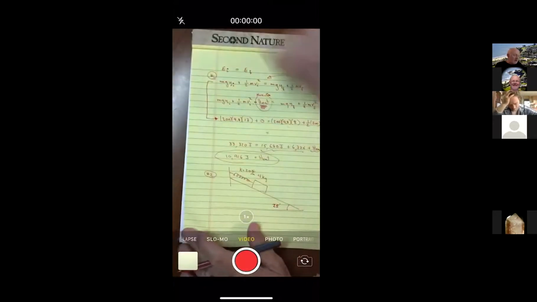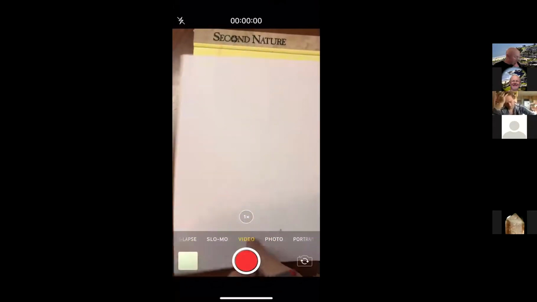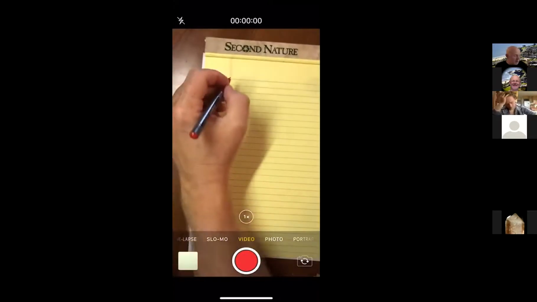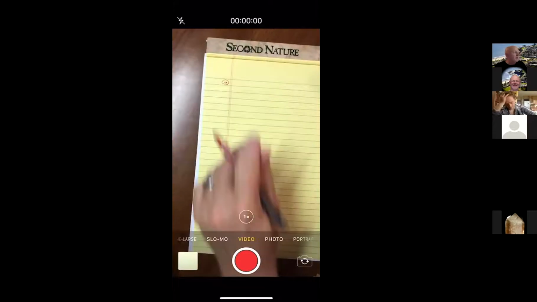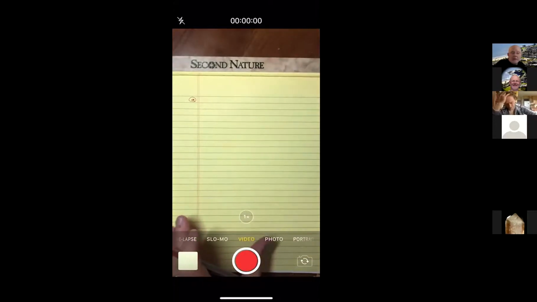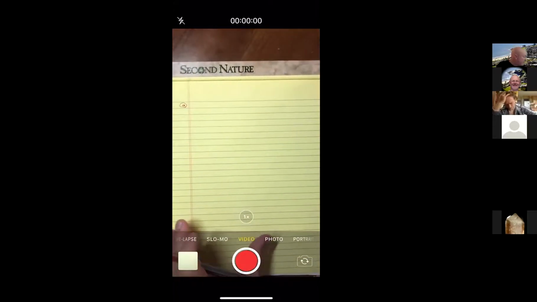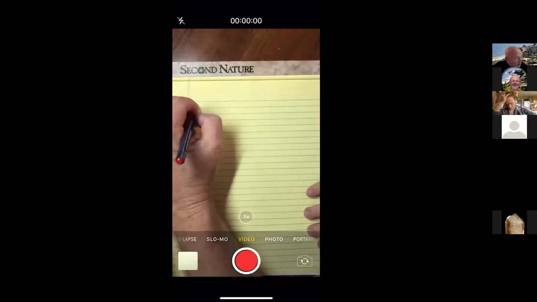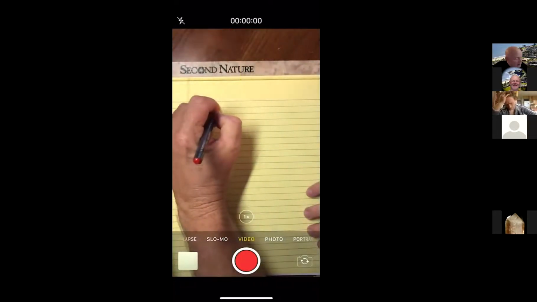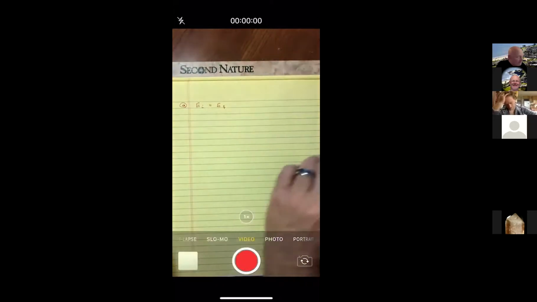Okay, so this is one where we don't get a concrete number, but we get a variable x, which probably means we're going to need that in part B. But I'll wait to read part B when I get there. Okay, so I'm going to do the same thing. I'm going to say initial energy is equal to final energy.